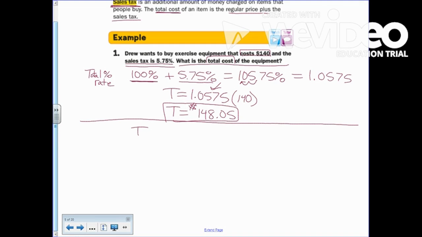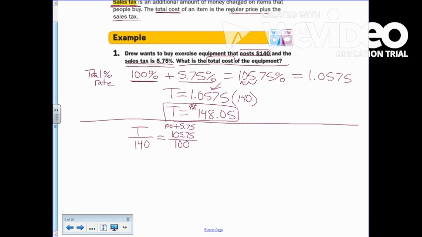So that's what I want to put on top. So I'm going to put a capital T on top left-hand side. The whole amount, remember, goes on the bottom in our part over whole equals percent over 100 proportion. So we're going to put the 140, the amount of the whole, on the bottom left. Remember, the percentage always goes on the top right, but in this case, because we are finding total cost, we need to put the 100 plus 5.75 up there, or 105.75. And our percentage always goes over 100.